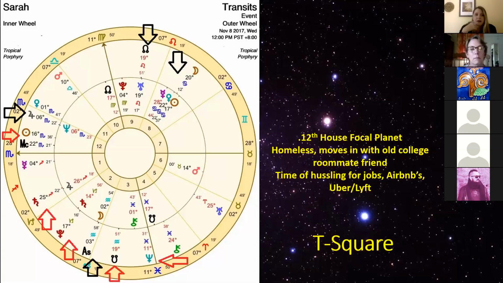Additionally, we can see that Saturn in Sagittarius by transit is coming to the Jupiter. So there's this interplay between the Jupiter and Saturn, restricting her ability to maybe land on something that's solid, and giving her limits that otherwise may not have been there.